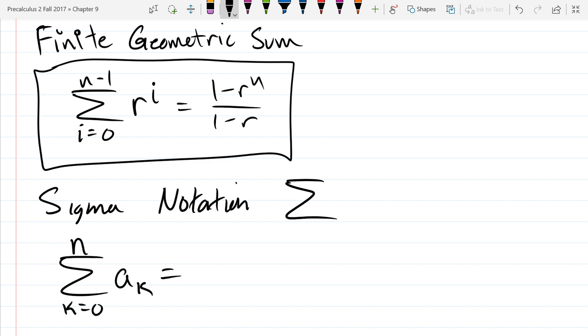So at the bottom, this is a lot like the notation I showed you for sequences. The only difference is this sigma means add the terms. Don't just write them out, but add them together. The first term will be, looking at the bottom, the first k value is 0. So this is a 0 plus, all you do is go up by 1 each time with k. So a 0 plus a 1 plus a 2 plus all the way to an.